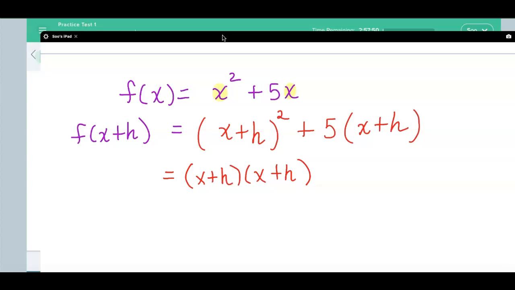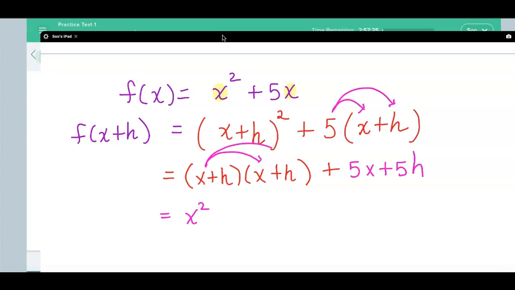Because if you tell me that's x squared plus h squared, I'm going to be quietly disappointed. That is not it. Plus, all right, let me go ahead and distribute this. That will give me 5x plus 5h. And let us FOIL: x times x is x squared. X times h is xh. H times x is the same thing as xh.